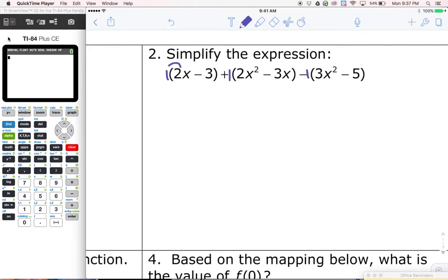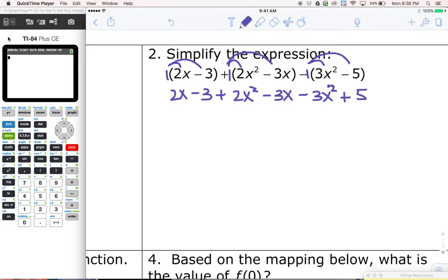1 times 2x is 2x. 1 times negative 3 is a negative 3. 1 times 2x squared is still a positive 2x squared. And 1 times negative 3x is still a negative 3x. But in this last group, we're multiplying by a negative. Negative 1 times 3x squared is a negative 3x squared. And a negative 1 times a negative 5 is a positive 5.